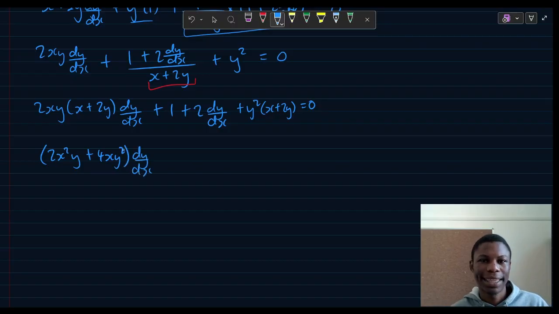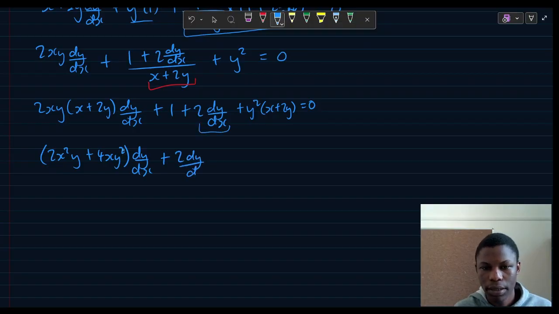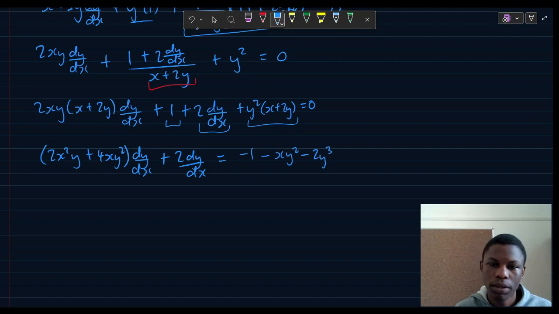I want to move everything that doesn't have dy dx to the other side and then keep everything with dy dx on the left. So plus 2 dy dx. And this is equal to, we've got the 1, so negative 1. And then we've got negative y squared times, in fact, we can expand that. So negative xy squared, and then y squared times 2y, so negative 2y cubed.